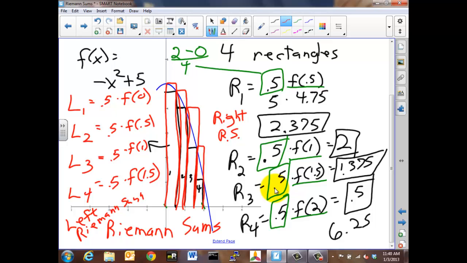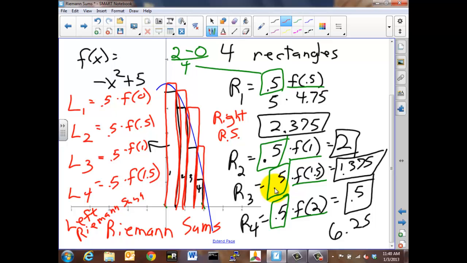So if we were to do this, we found out this was 6 1/4. This over here is going to be 10.75. So we're going to figure out that it's between 6 and 10.75, I think. How could we get a better approximation?